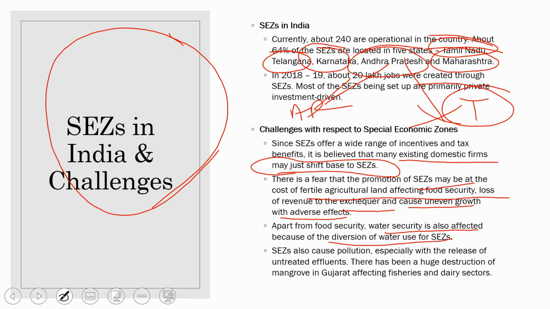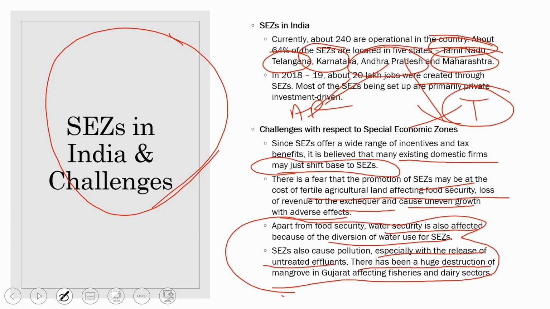SEZs also cause pollution, especially with the release of untreated effluents. There has been a huge destruction of mangroves in Gujarat, affecting the fisheries and dairy sectors. Okay, I have seen an SEZ, I went there. For the Infosys one, this was not the case. It was not creating any pollution, as the electricity was produced with the help of solar panels. Then most of the bikes running within the campus with the employees were electric scooters and all.